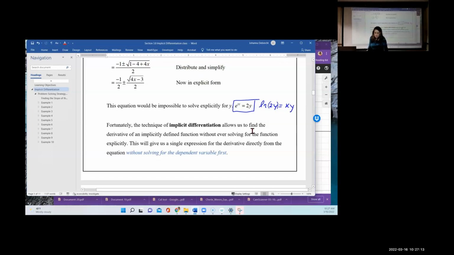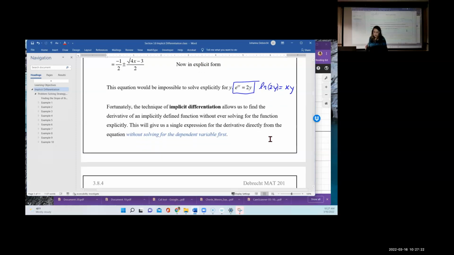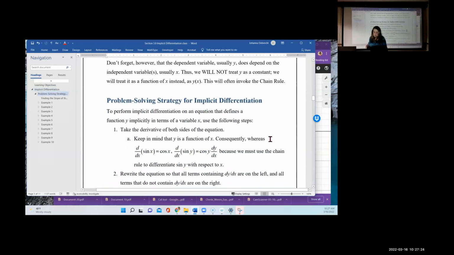This is a technique that we're going to learn called implicit differentiation. It's going to let us take the derivative without solving for y first. So remember, however, that the dependent variable y does depend on x. It is not a constant.